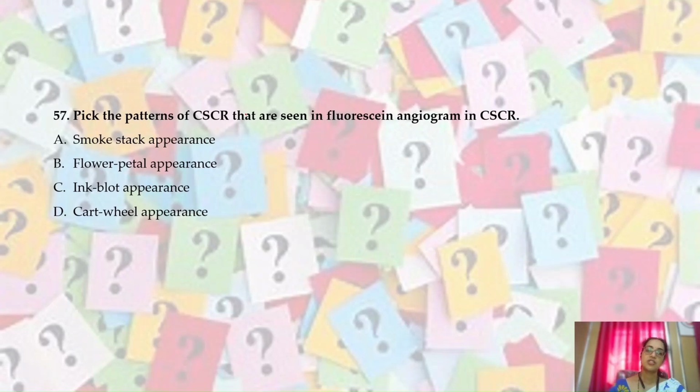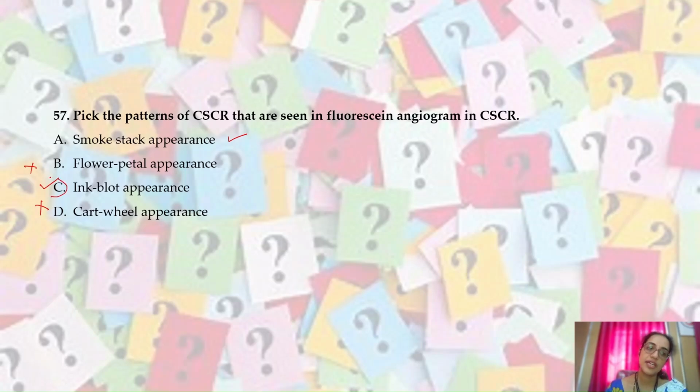So pick the patterns of CSCR that are seen in fluorescein angiogram. Smokestack appearance, yes, we'll show you the images. Flower petal appearance is usually seen in cystoid macular edema, so this is wrong. Ink blot appearance, yes, this is the right answer. Cartwheel appearance is seen in foveal schisis, so this is also the wrong answer. So the answers are A and C.